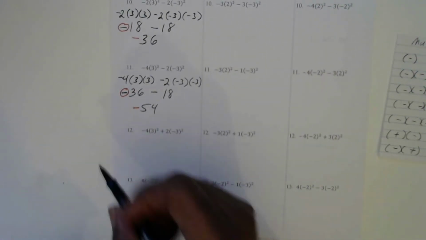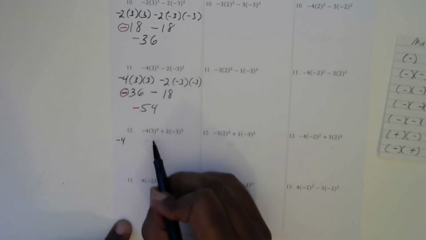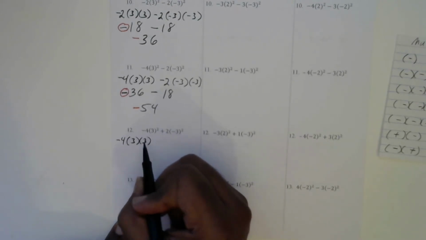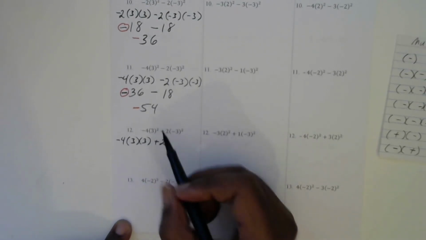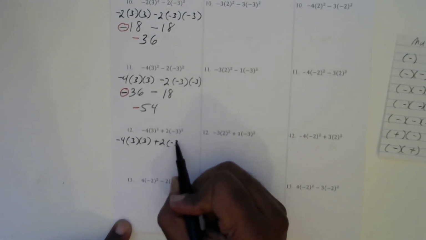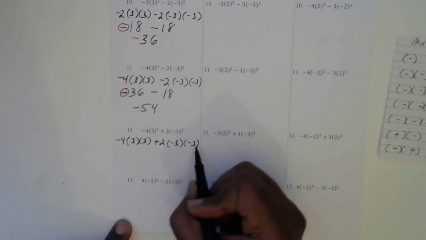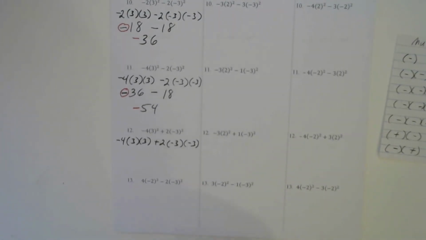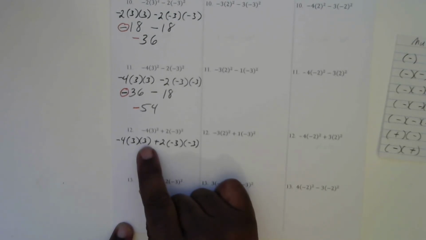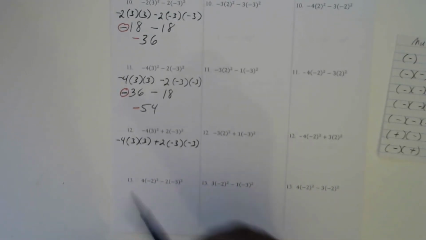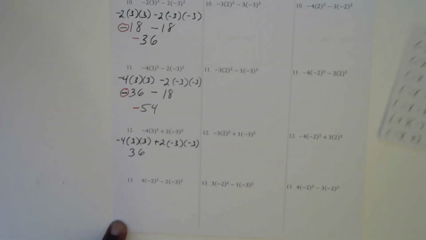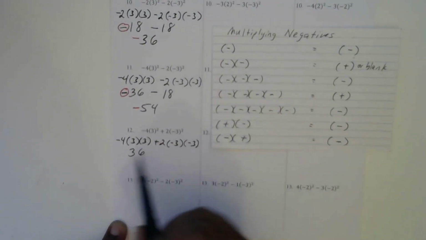Number 12, we have a negative 4. We have a 3 to the second power, so that means the 3 has to be written twice. Then there's a plus 2 here. And there's a negative 3 to the second power, so that means this negative 3 has to be written twice. Okay, so let's begin the multiplication process. 4 times 3 is 12, and 12 times 3 is 36. So this will be 36. We're multiplying with one negative, and the rule for multiplying with one negative is that that'll be a negative.